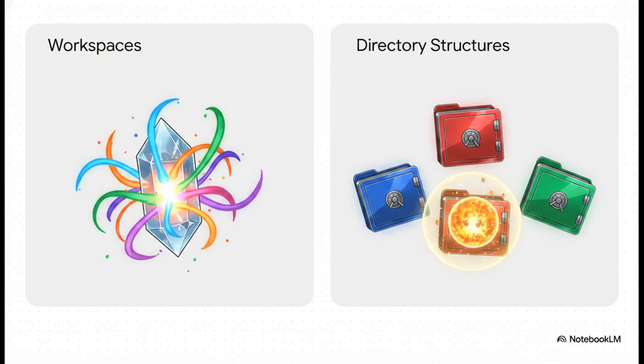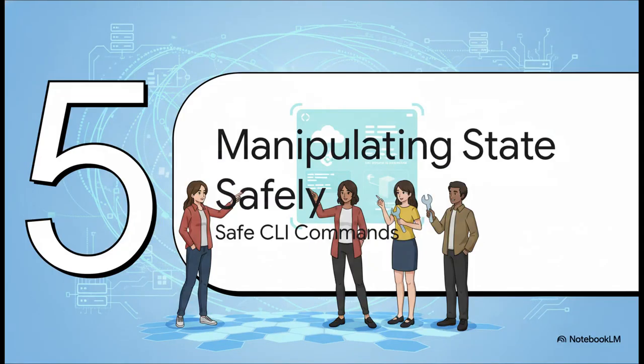In fact, experts generally prefer directory structures for this exact reason. Think about it. If you make a massive, terrible mistake in your dev folder, the blast radius is strictly contained to dev. Your production state file doesn't even know what happened. Next up, Section 5. Manipulating state safely.